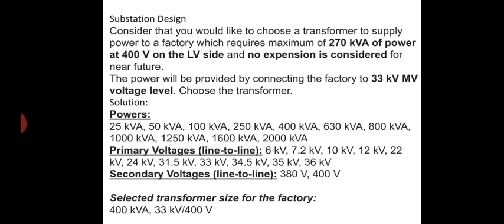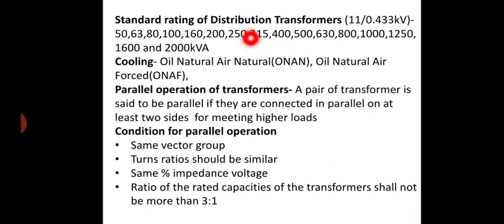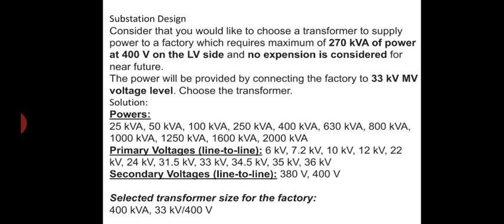So that is why, for 270 kVA we cannot take 315 kVA, we take the next rating as 400 kVA. So that is why it is selected as 400 kVA.